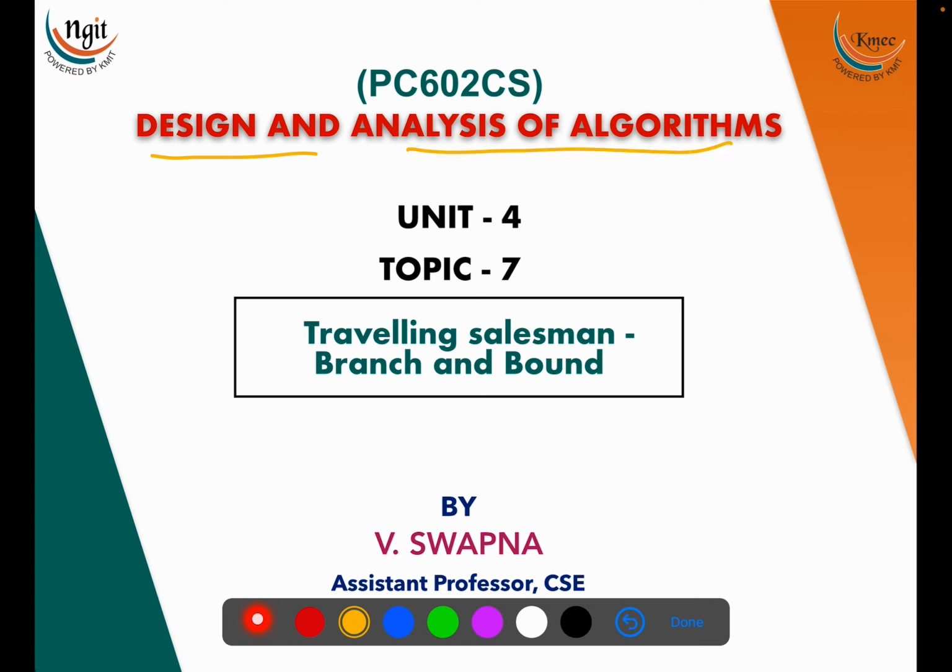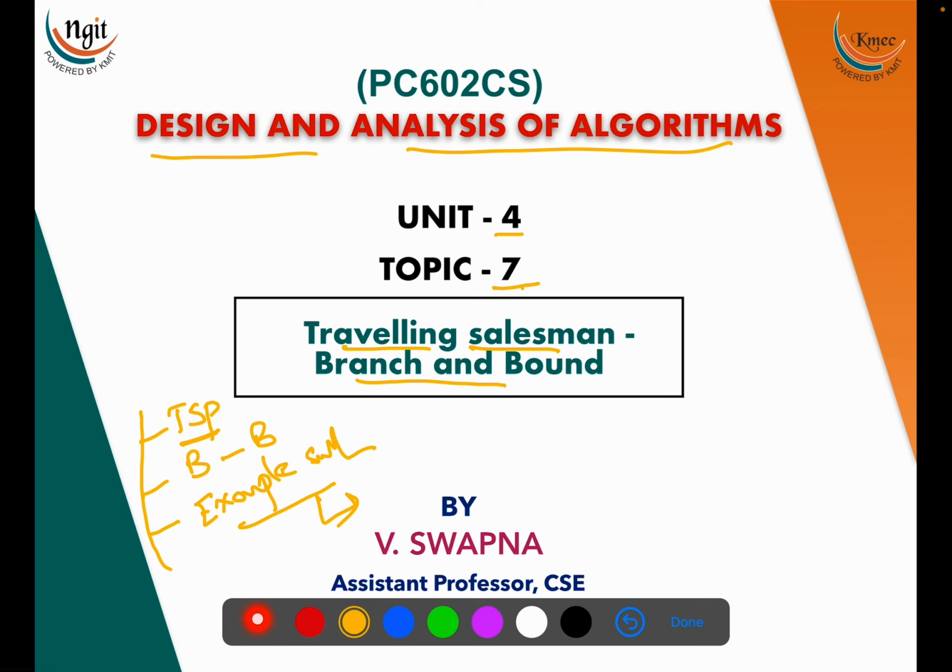Today we're going to talk about the traveling salesman problem using branch and bound. You'll find this topic in the 4th unit as topic number 7, the last topic of the 4th unit. Today we'll learn what the traveling salesman problem is, and this problem we solved using other techniques, right? So what are the differences between backtracking and branch and bound? And we'll also cover one example problem, finding the solution for it. We'll take a textbook problem. So these are the things I'm going to talk about in this video.